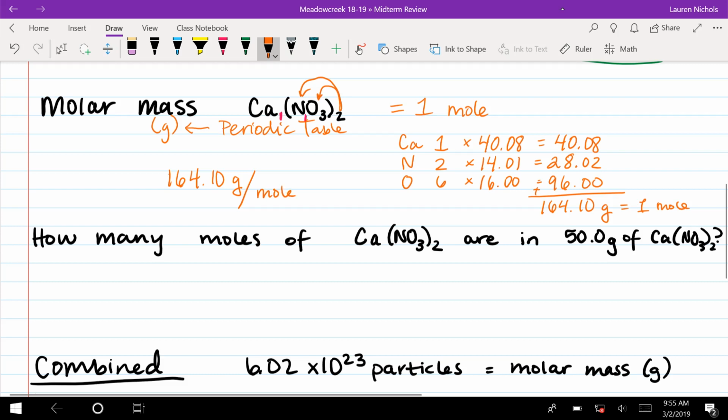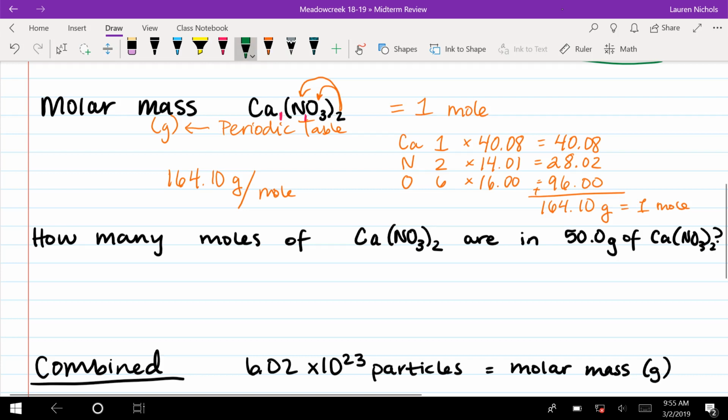Because chemists, remember, are lazy, we don't write ones, and so there's that invisible 1 there, saying it's always how many grams are in a mole. Okay, so just keep that in mind. And so we can use that in a problem like the one we have below. It says how many moles of calcium nitrate are in 50 grams of calcium nitrate.